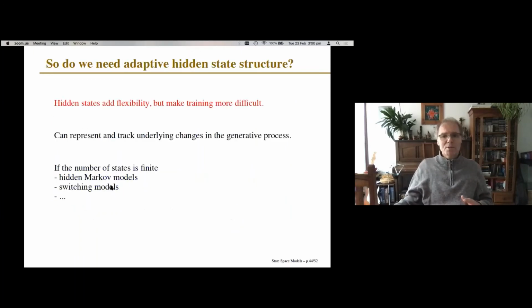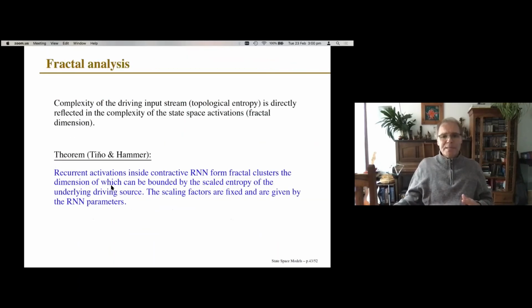I had prepared lots of other stuff, but there is a very deep correspondence between the complexity of how your state space is looking, and we can. It's basically a geometrical measure of complexity. It's called fractal dimension. And the complexity of your input that you feed into your network. And again, there are several measures, but there is an information theoretic measure that we call topological entropy.